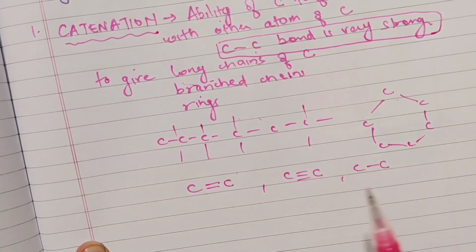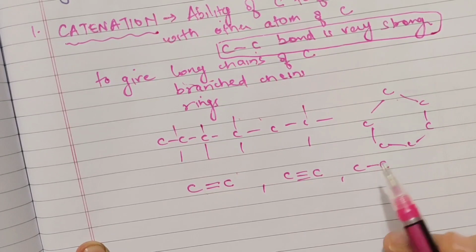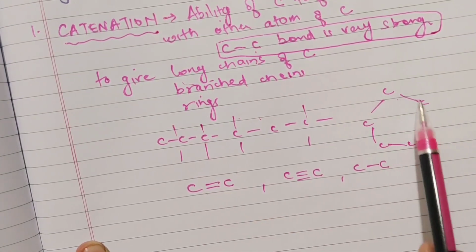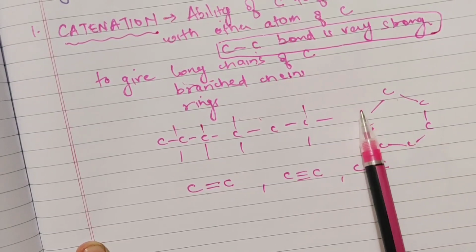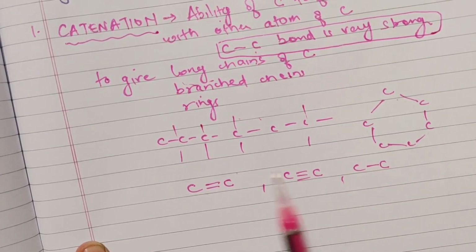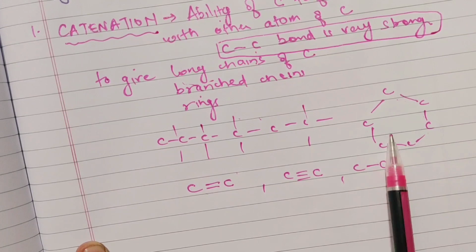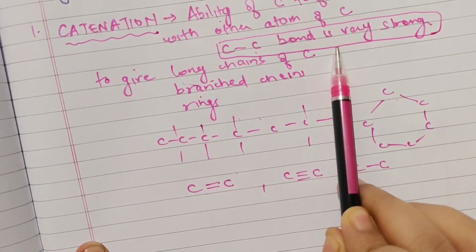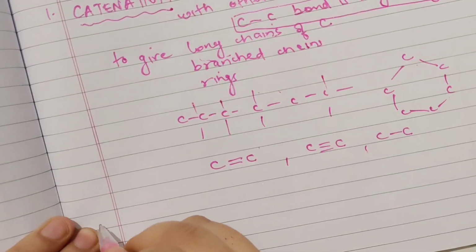So the number of compounds formed by just 6 carbons would be a lot, would be endless, because of the ability of carbon to form multiple bonds and form chains and branches and rings. Okay, all this is because carbon-carbon bond is very strong. Next is tetravalency.